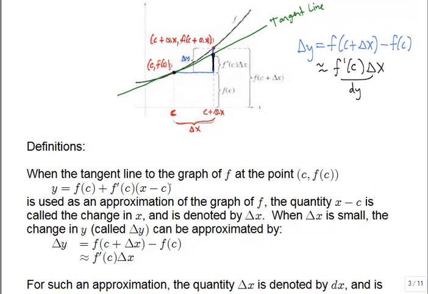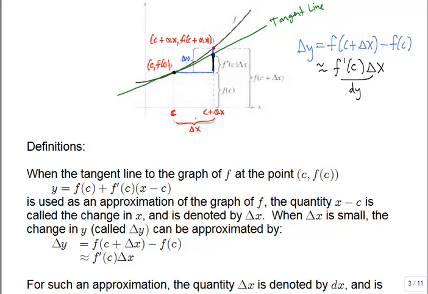When the tangent line to the graph of f at the point (c, f of c), which has this equation right here, is used as an approximation of the graph of f, the quantity x minus c is called the change in x, and it's denoted by delta x. So that's this horizontal distance between these two points that we're looking at.